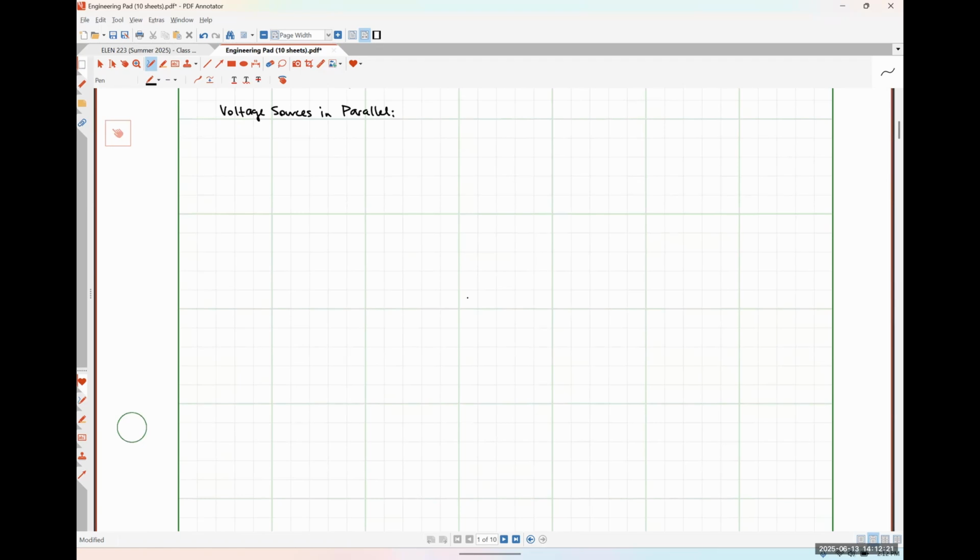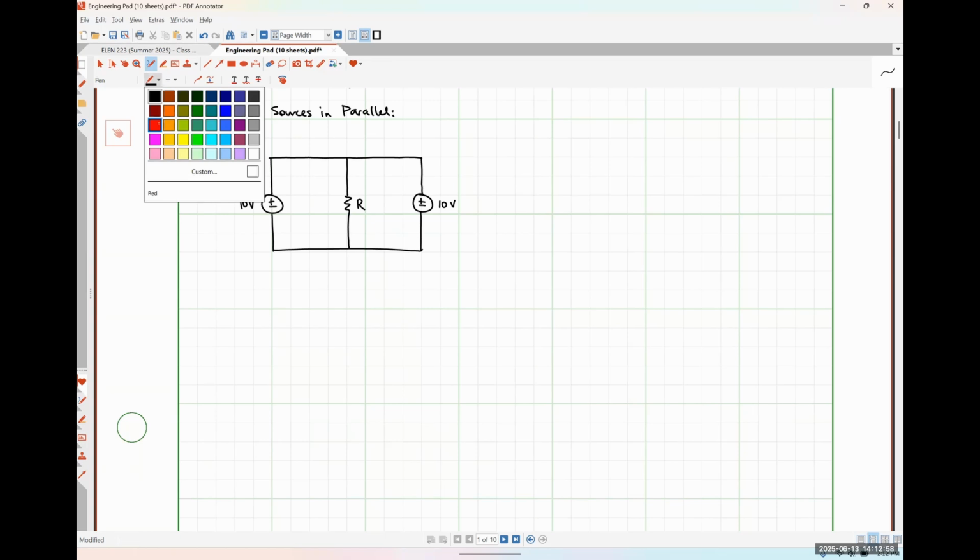The first case that I want to consider is something like this. I have, let's say, a 10-volt source connected in parallel to some arbitrary resistance. And over here on the right-hand side, I'm going to have another 10-volt source, like so. I'm going to define the voltage drop across my resistor as positive polarity on top.